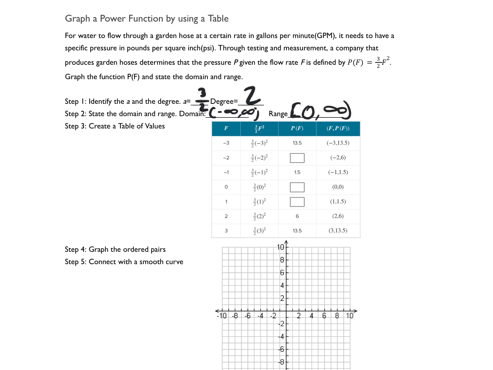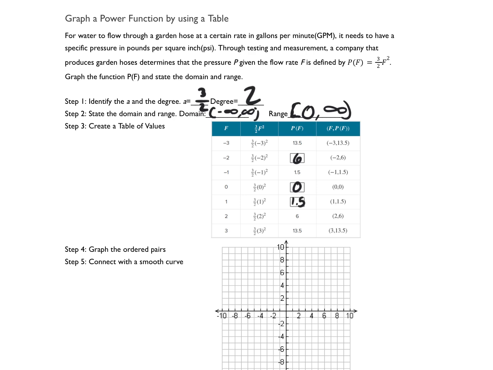So now we can create a table of values. Most of this table is already created for you. If you did not have a table created for you, it's very easy to do so. You just pick random values of your input. In this case, our input was F, and then run it through our function P of F to get an output. So if our F was -2, our P of F would be -2 squared, which is 4, times 3/2, so that would be 6. If our F was 0, 0 squared is 0, times 3/2 is 0. And if our F is 1, 1 squared is 1, 1 times 3/2 is 3/2, or 1.5.